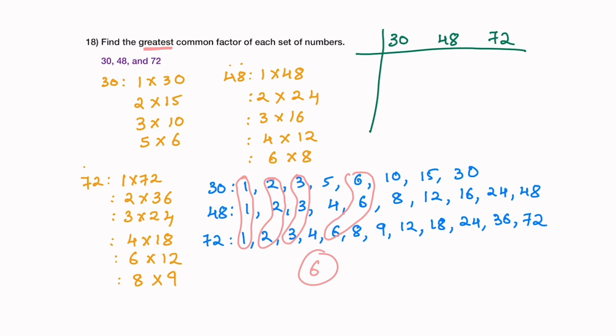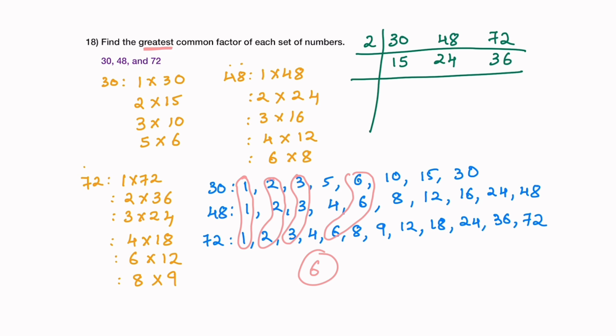Now, first, because all are even numbers, let's start with 2. 30 divided by 2 is 15. 48 divided by 2 is 24. 72 divided by 2 is 36. Okay? And then, now, they all are not even numbers. So 2 is not possible.